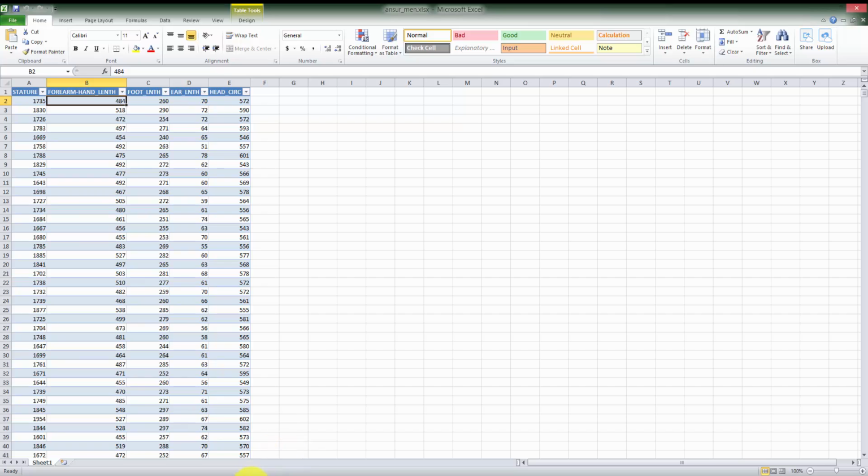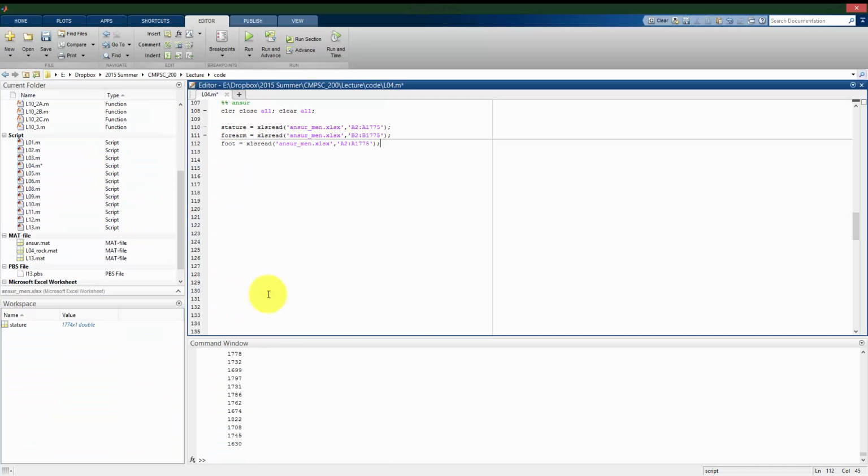Then we have our foot length, which is column C. Then we have our ear length in column D. And finally we have the head circumference in column E. So again, I can import this one column at a time into these separate variables. So again, my height, the forearm length plus my hand length, the foot length, how long their ear is, and the circumference of each person's head.